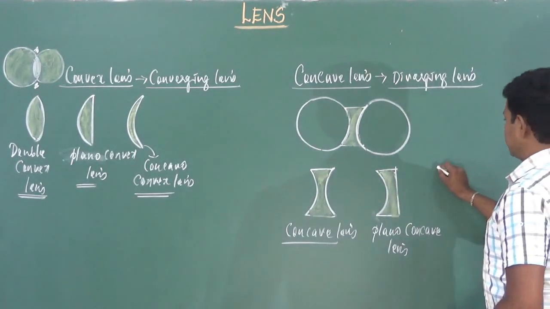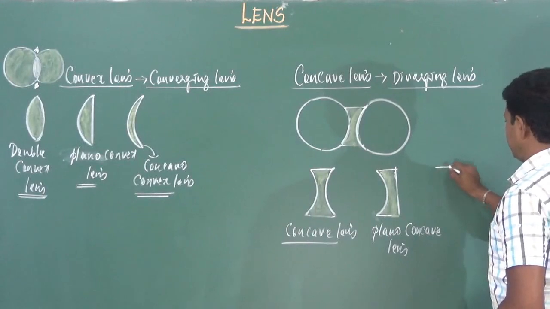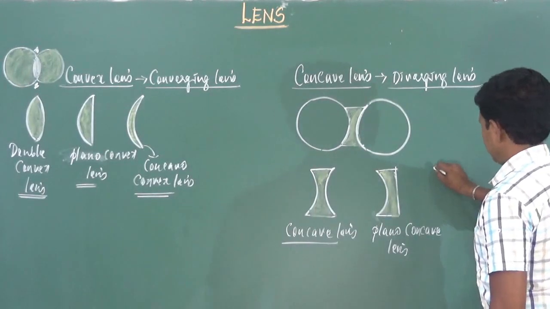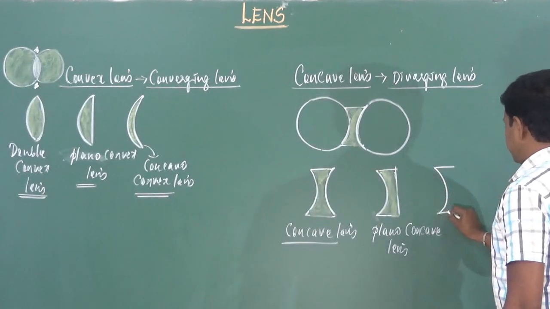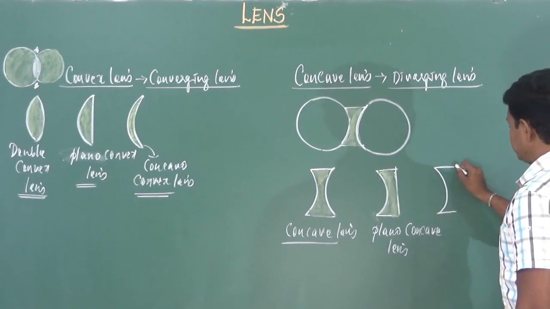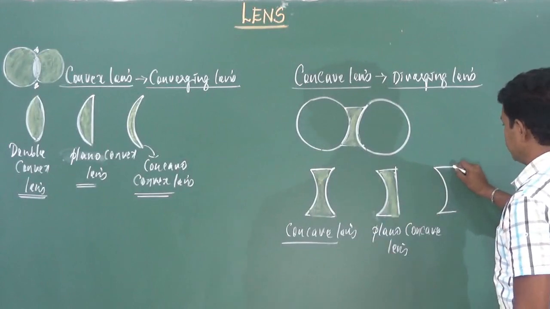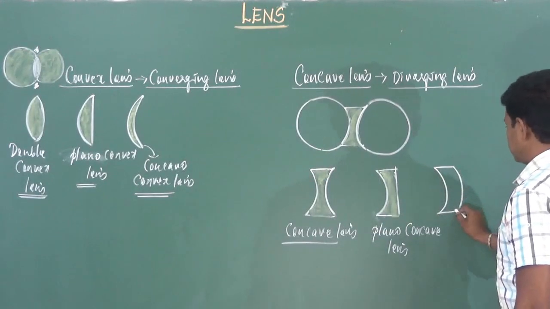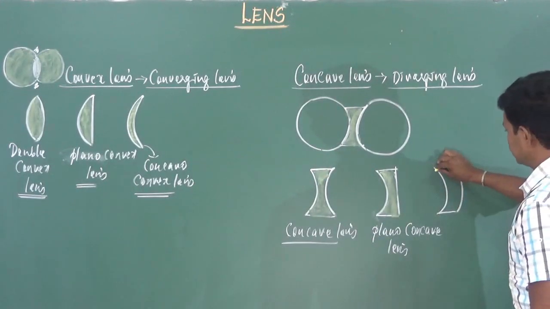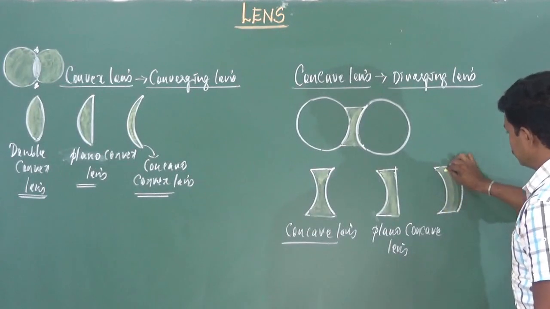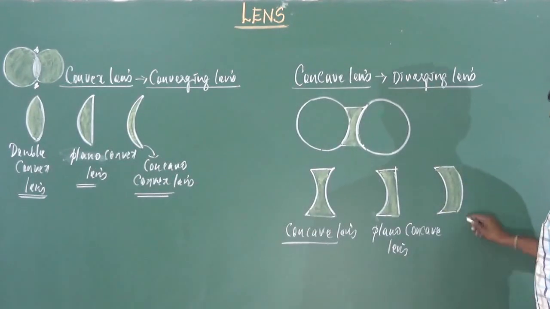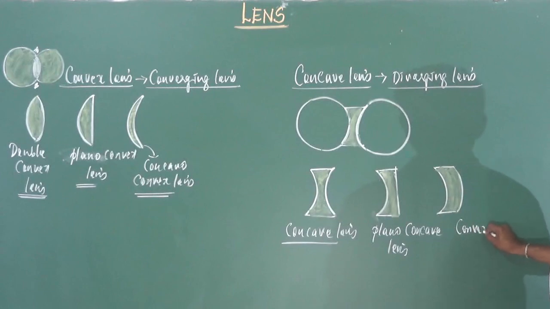Then we can go with another type of lens, that is the concave lens where one side is spherical and the other side has a convex nature. Convex nature in the sense it comes like this. This is called a convexo-concave lens.